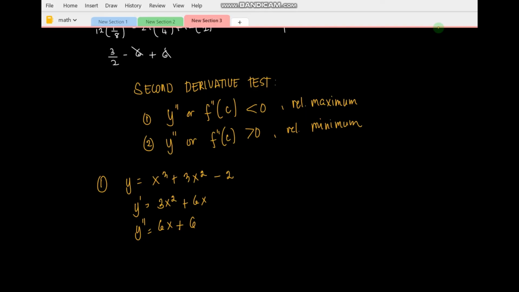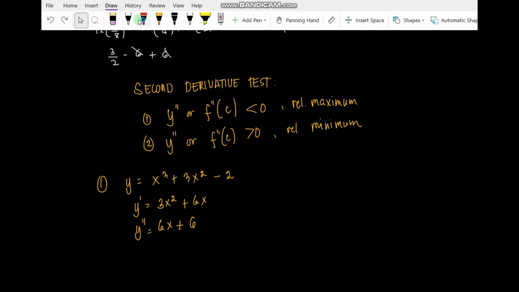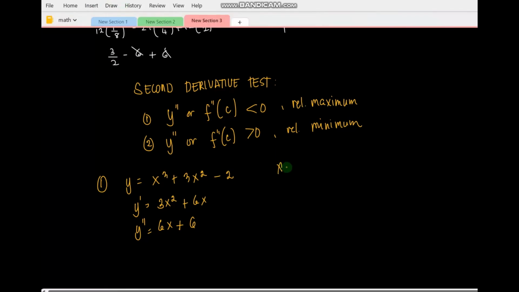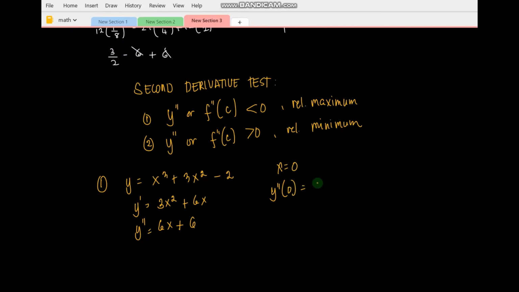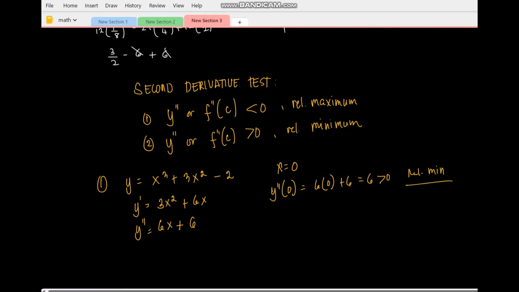So, we know that there are two critical numbers earlier, they are zero. So x equals zero. Okay, x equals zero. So second prime of zero. That is 6 times 0 plus 6. That is 6 greater than 0, right? So meaning at x equals 0, relative minimum. And we are correct here.